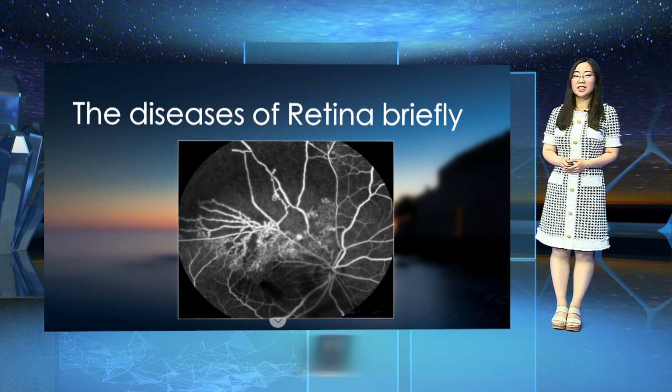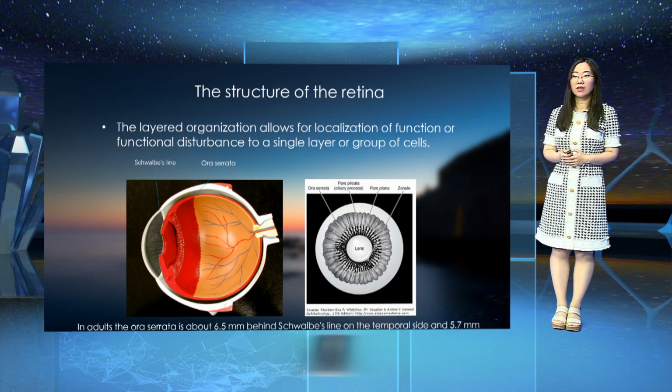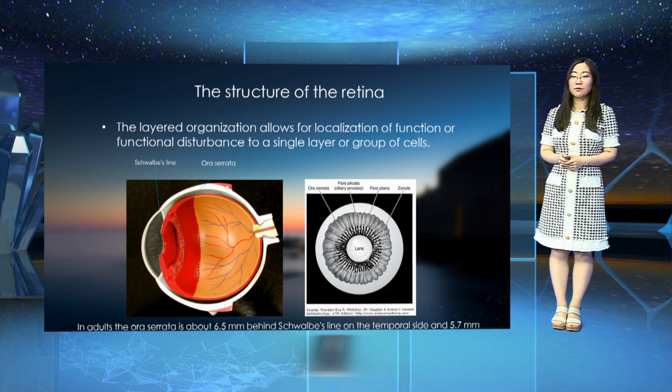Hello everyone, in this lesson we will learn about diseases of the retina briefly. The human retina is a highly organized structure. The layered organization allows for localization of function or functional balance to a single layer or group of cells. The perception of color, contrast, depth, and form occurs in the cortex.